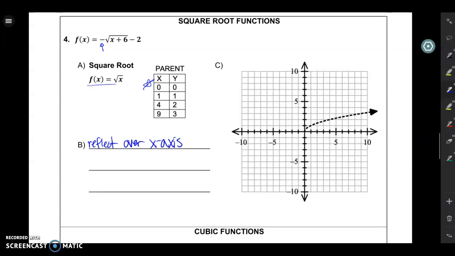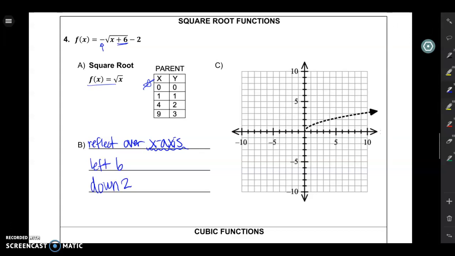Okay, remember that you write down which axis you're reflecting over. That's important. That plus 6 on the inside is going to shift my graph left 6. And the minus 2 on the outside is going to shift it down 2. Let's go ahead and do this step by step again.